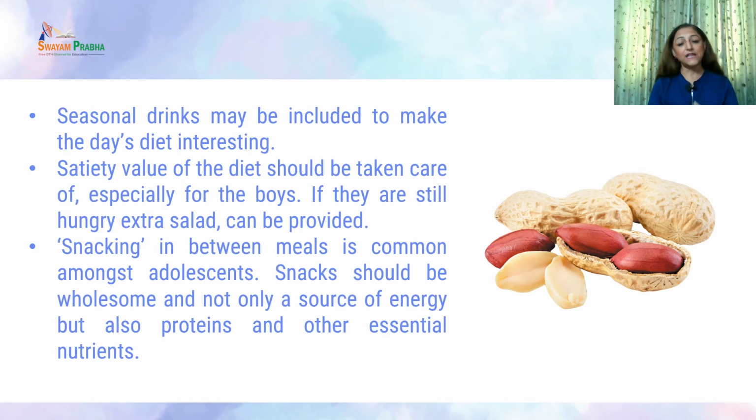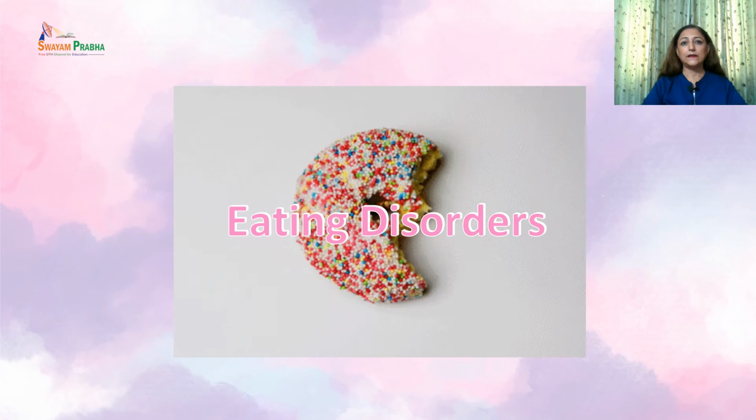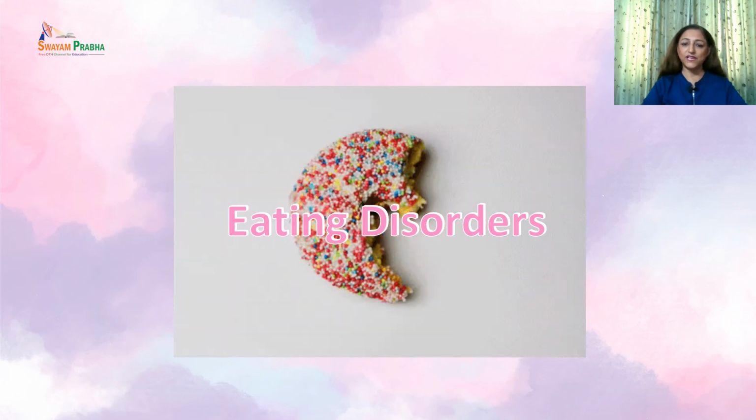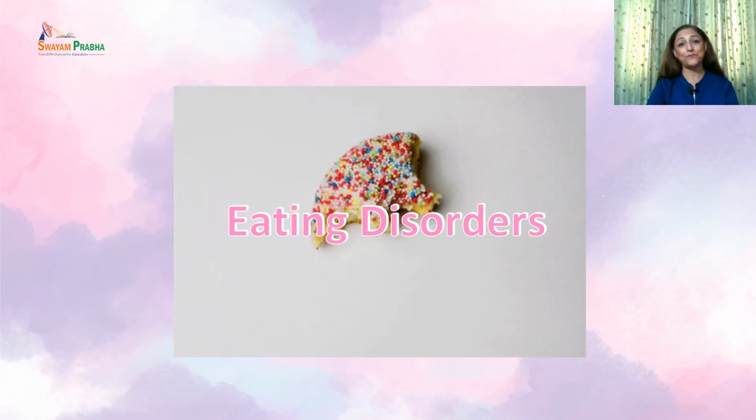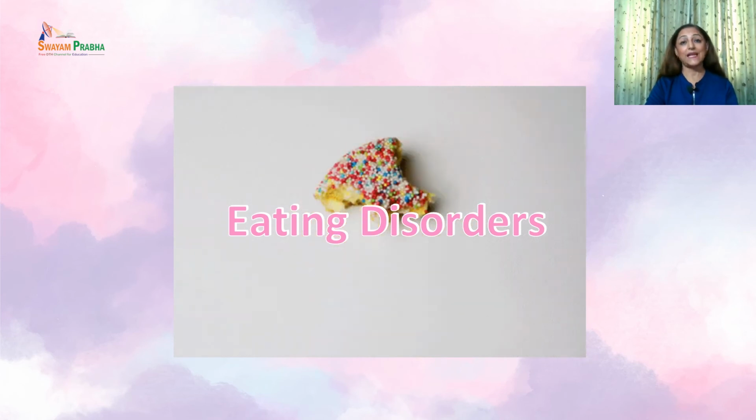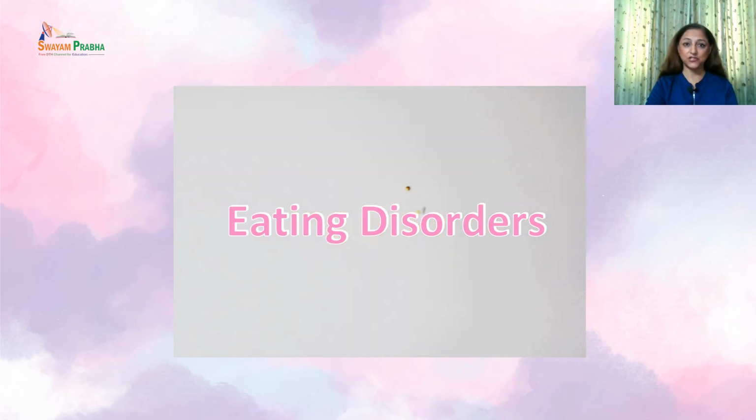It should not be a source of energy only, but it should provide protein and other essential nutrients. For example, chila, idli, dhokla, things like that, along with fruits, can be given. Let us discuss eating disorders among adolescents, which impact the health and well-being of this age group.